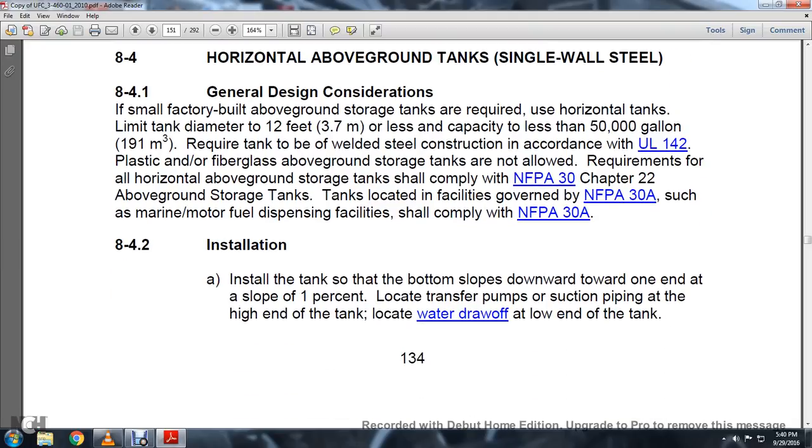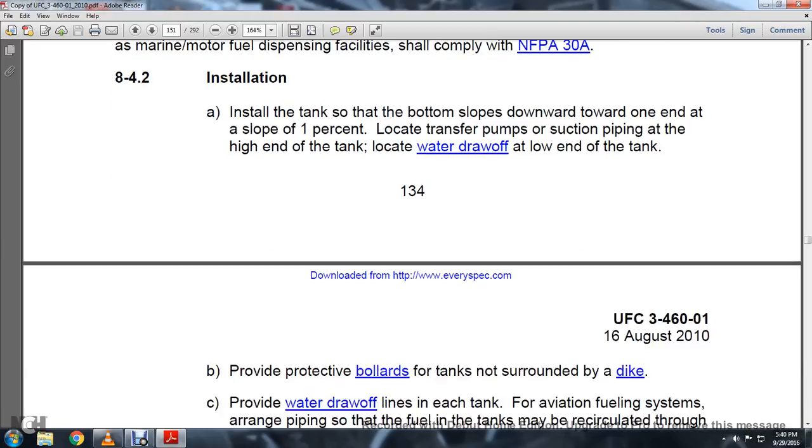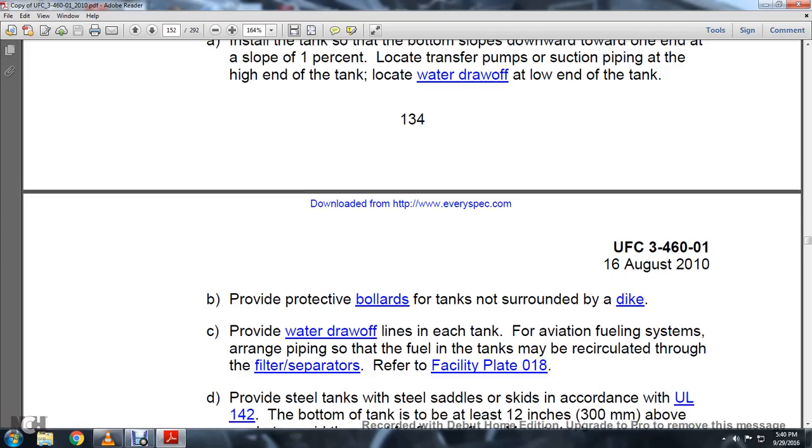Installation. Install the tank so that the bottom slopes downward toward one end with a slope of 1%. Locate the transfer pump suction pipe at the high end of the tank and locate the water draw off at the lower end of the tank. Provide protective bollards for the tanks not surrounded by a dike. Provide water draw off lines within each tank of the aviation fuel system, arranging the pipe so that the fuel of the tanks may be recirculated through the filter separators.